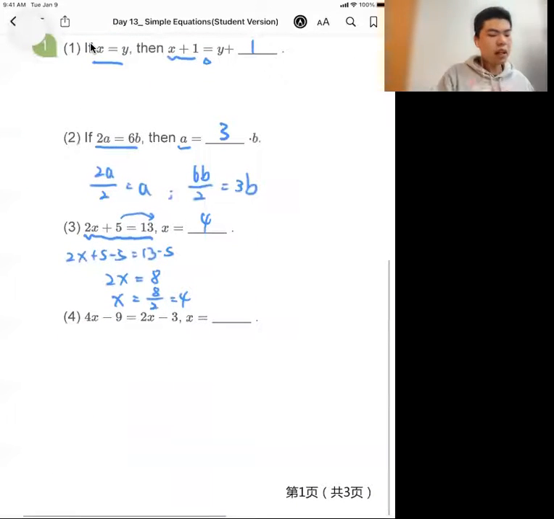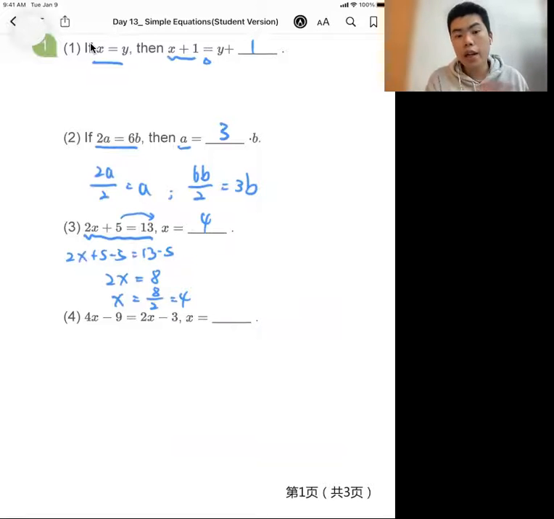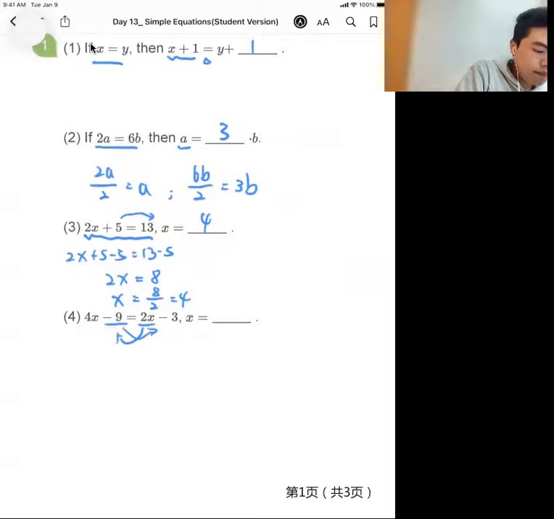Now what if you have a slightly more complicated equation, such that you have variables on both sides and also numbers on both sides? Again, we can try to move the variables to one side and the numbers to the other side. Here I can move the 2x to the left and the minus 9 to the right. So I can first subtract 2x from both sides.